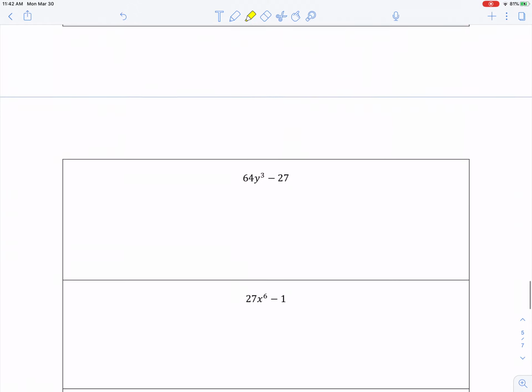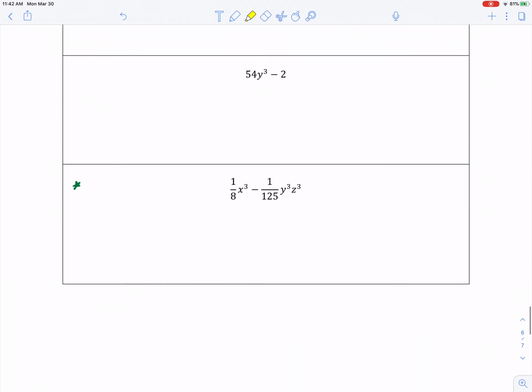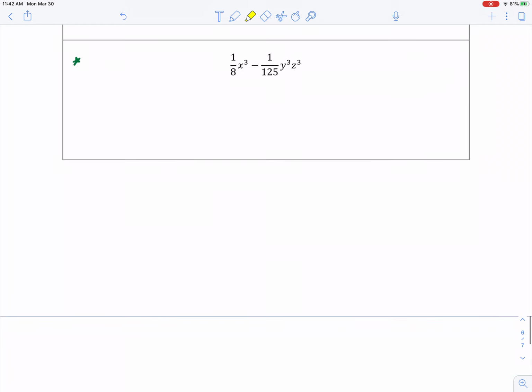Let me scroll and see if there was anything else unusual. Oh, here's one that's kind of weird. I've got fractions in it. I wanted to do this one with you. So again, let's go through and check. I see exponents that are multiples of 3. I see two terms. I see an 8, which is a perfect cube. I see a 125, which is a perfect cube. I see a 1, which is a perfect cube. So I'm going to assume this is the difference of two cubes.